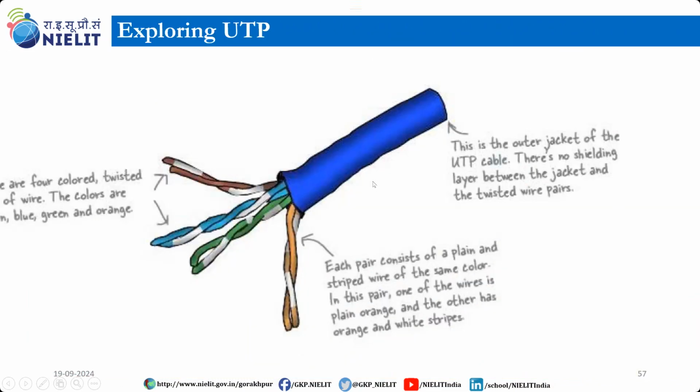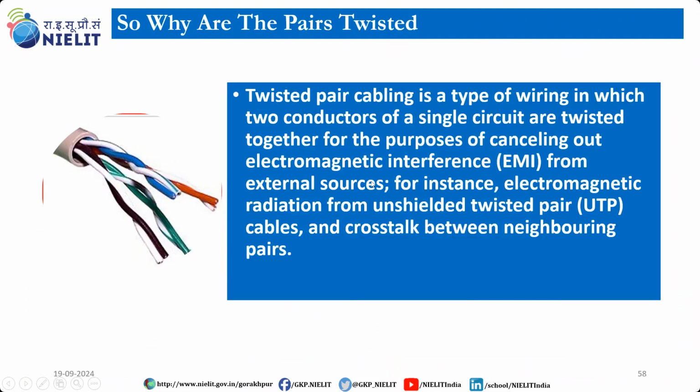So there are 4 pairs of wires. Why are these wire pairs twisted? To cancel the electromagnetic interference from the external sources. So by twisting this cable, the external electromagnetic interference will be nullified with the help of the electromagnetic field principle.